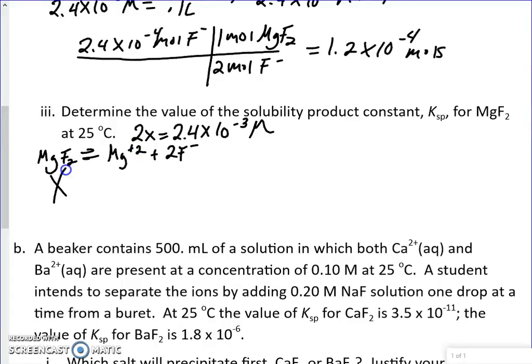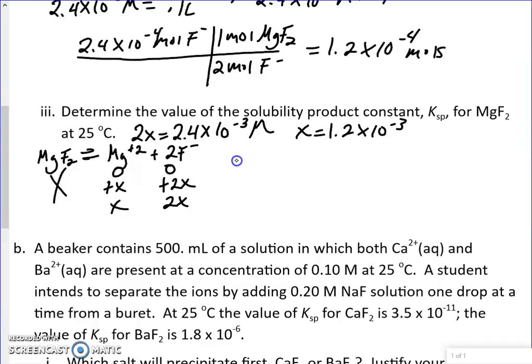0, 0, plus x, plus 2x, x, and 2x. And we know the fluorine ion concentration is already this, so we know that that's what our 2x is. And we know x is going to be 1.2 times 10 to the negative third. We can do that by just solving, knowing that 2x is 2.4 times 10 to the negative third. X is going to equal half that, 1.2 times 10 to the negative third.